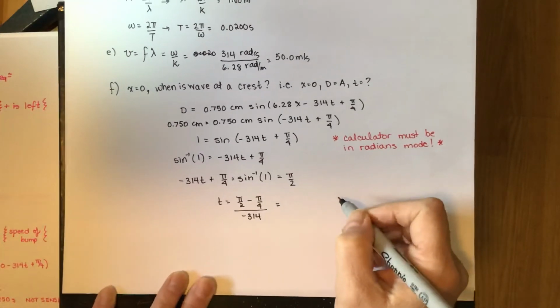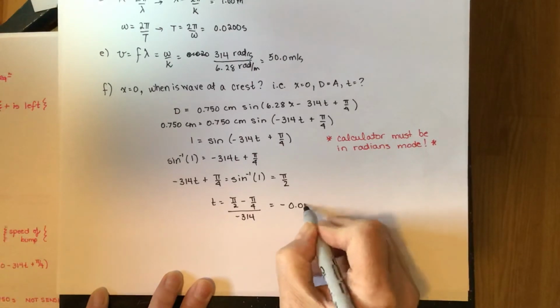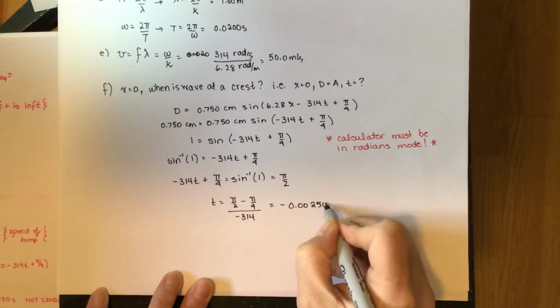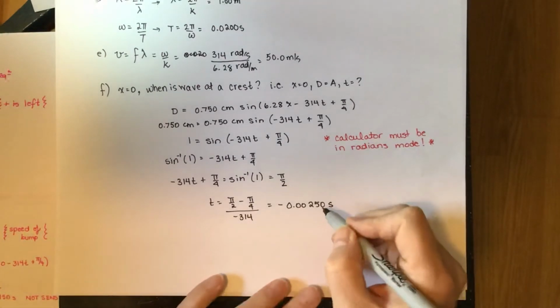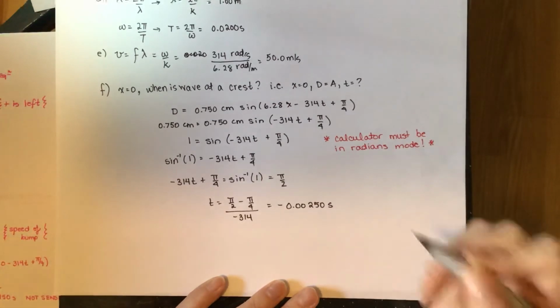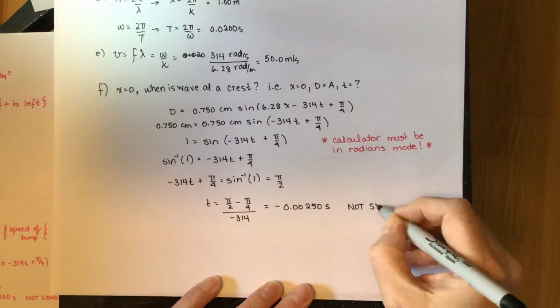When we work that through the calculator, what we get for our answer is minus 0.00250 seconds. The first thing you have to do is stop and ask, is my answer sensible? Does that make sense? This is a negative time, and we're assuming that our experiment starts at t equals 0. So I would say that a negative time is before our oscillation has started. So no, that answer is not sensible.